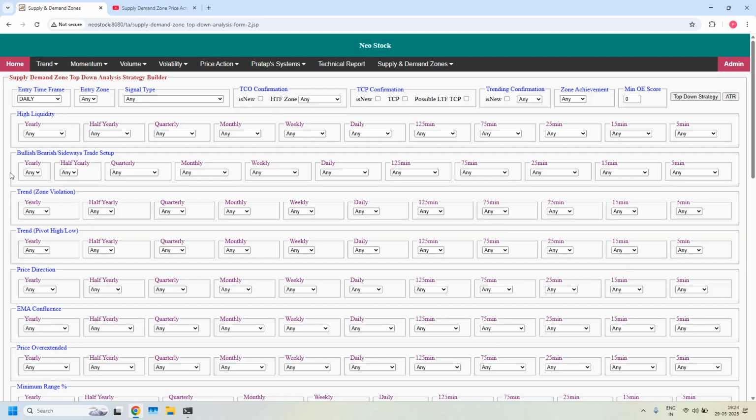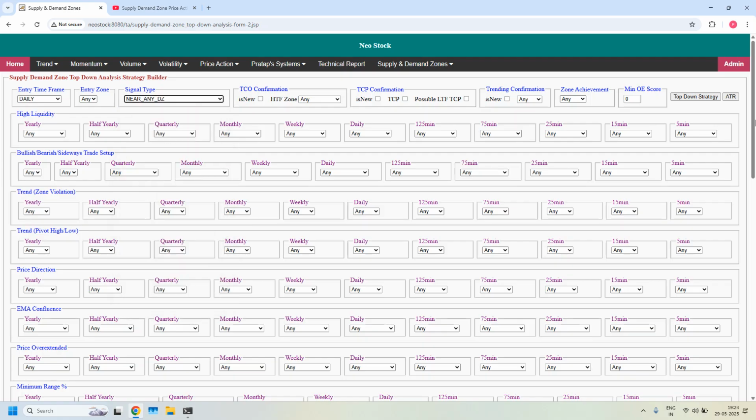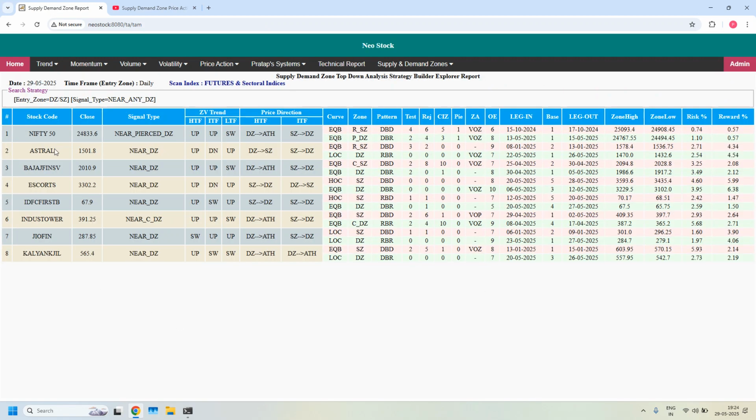As per this strategy, we have to find daily and 75 minute stocks near demand and supply zones. So first, daily time frame. Let us find the stocks near to the daily demand zone. We got 8 stocks, but out of these 8, we need to identify high liquidity daily demand zones from this list. Let us find the high liquidity demand zones. We got a demand zone here, Indus Tower. Indus Tower is having a daily high liquidity demand zone.